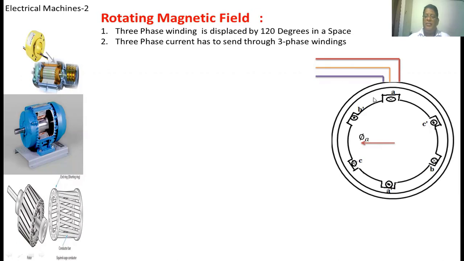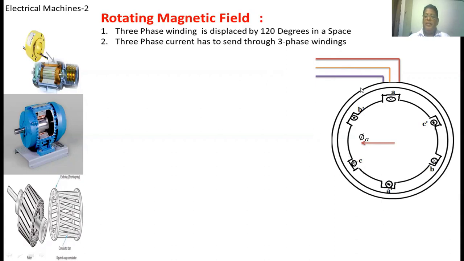Those three windings may be connected in star or delta depending upon the requirement. So finally, we are getting three terminals outside. If we apply the three-phase supply to these three terminals, then the rotating field will be created from this stator winding. Now, what is the condition here?